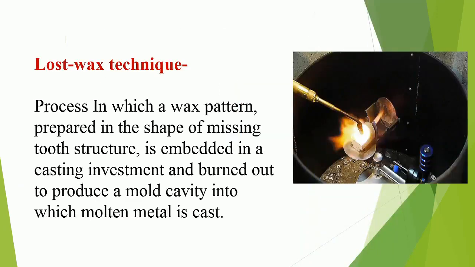The lost wax technique. This is a very commonly asked viva question, and this is a process in which the wax pattern that we have invested into the casting ring is prepared in the shape of a missing tooth structure, is embedded or invested in a casting investment, and then finally burned out to produce a mold cavity into which the molten metal is cast. So basically, when that wax is burnt out, this process is called the lost wax technique, and in the place of the wax that is burned out, the molten metal is flowed in, and that gives rise to your final prosthesis.